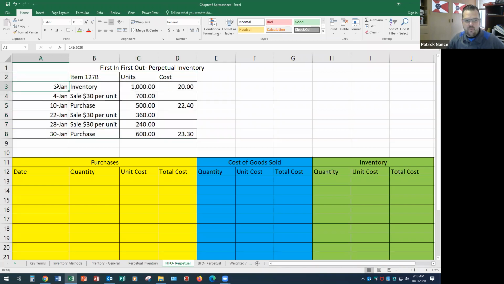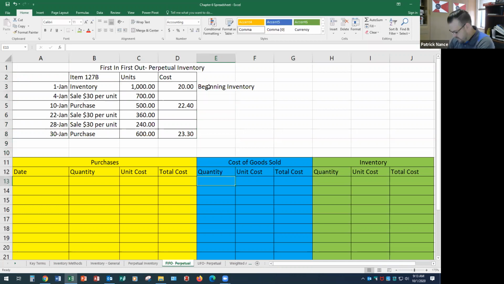So first and foremost, I have inventory on January 1st. This would be my beginning inventory. This is what I started the year with. I didn't buy this. I bought it last time frame, whatever that might be. So that would be my beginning inventory. So I'm going to put that down here.